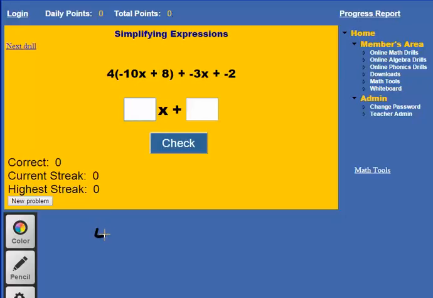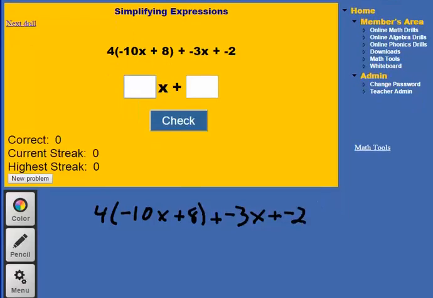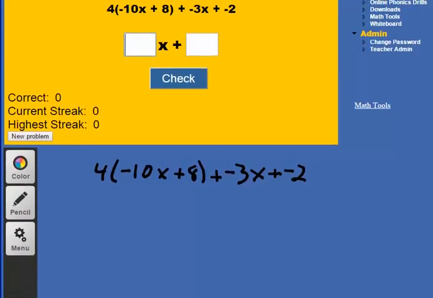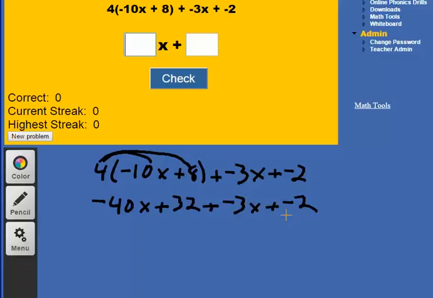So here we go. So we go 4 times negative 10x plus 8, plus negative 3x plus negative 2. And I'm going to scroll down here a little bit. So we're going to distribute, because that's multiplying. We've got to do that first. So negative 40x plus 32. And then these aren't in the parentheses, so we're not going to distribute to those. We're just going to write them down. And then we combine like terms.